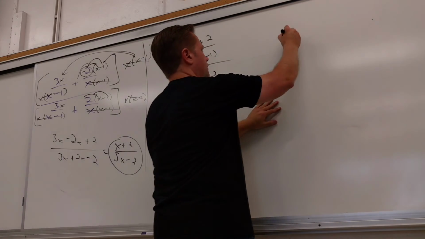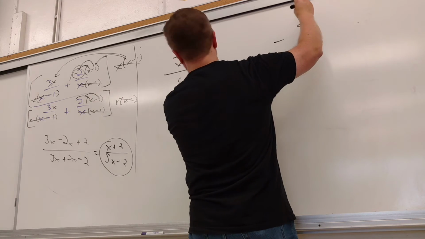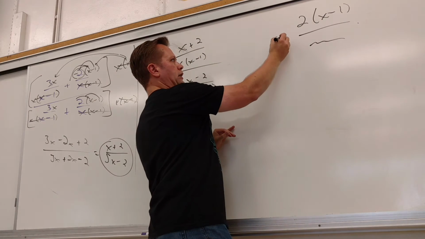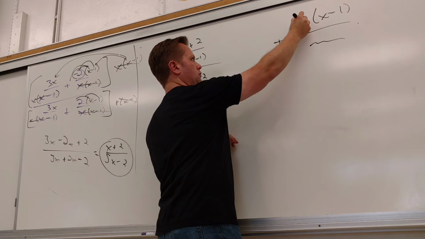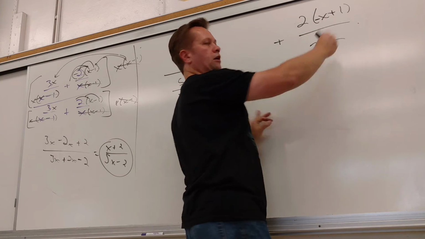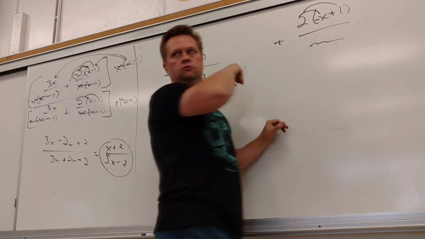So if I have a minus, in these parentheses there are two sections, so to speak. I can either put the negative on the 2, or I could put the negative inside here. Either way you do it, you're still going to get negative 2x plus 2.